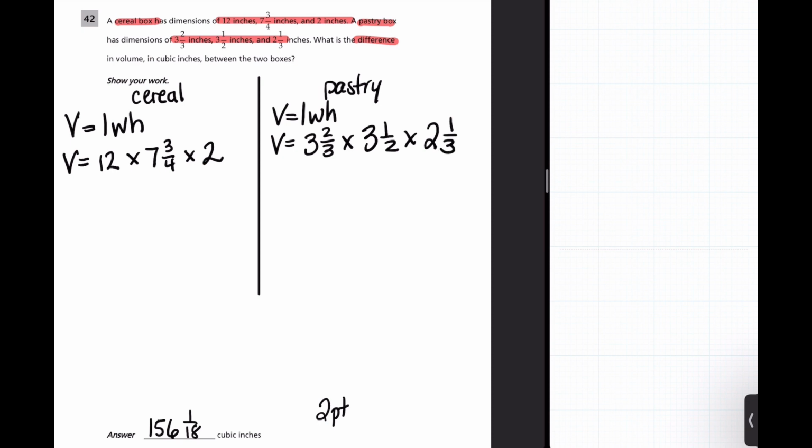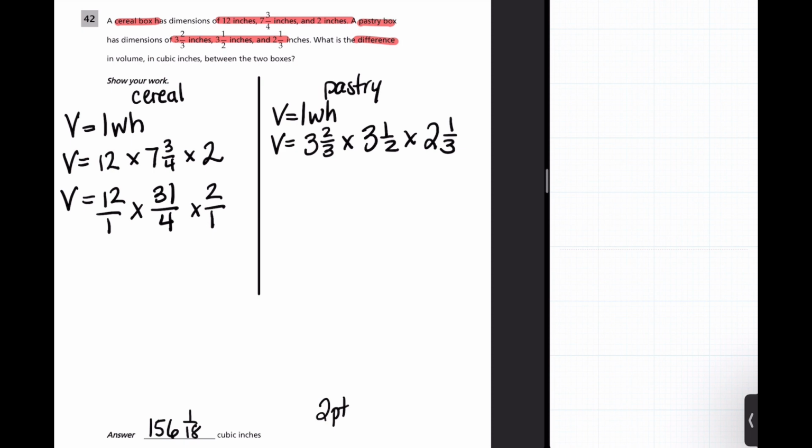Okay, so here's the kicker here. We have a whole bunch of mixed numbers, a lot of larger numbers, so I'm going to turn all of these into improper fractions so we can work. So 12 over 1 times 7 times 4 is 28 plus 3, 31/4, times 2 over 1.